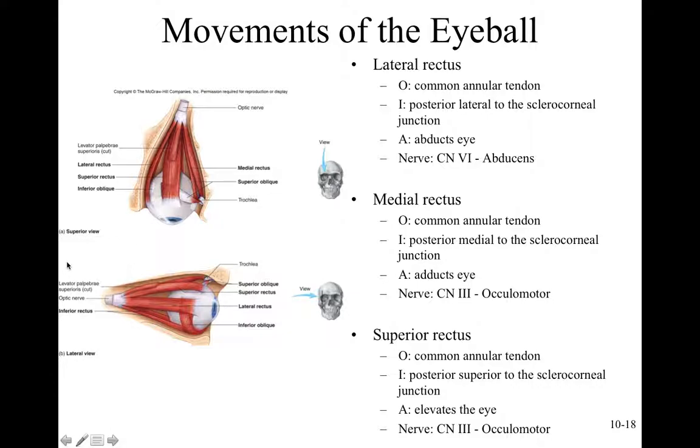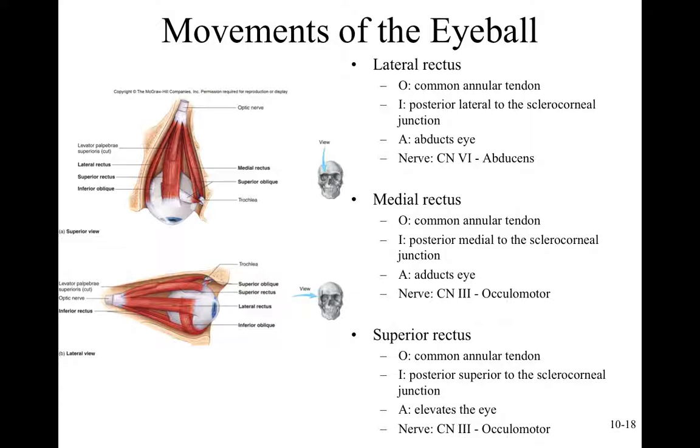So let's first look at lateral rectus. Now again, lateral rectus runs on the lateral aspect of the eye, so it's running from the lateral common tendon here all the way to the lateral and posterior aspect of the sclera cornea junction.